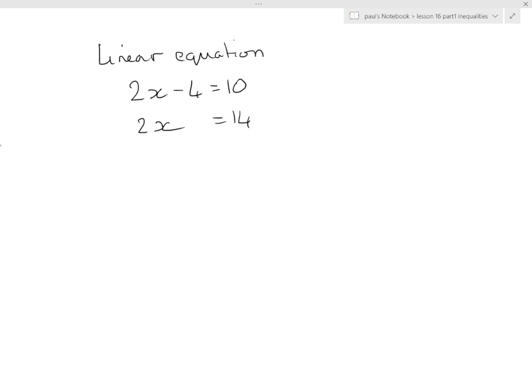Now the other part is very similar, almost the same to linear equations. So when we had a linear equation, we could have had something like 2x minus 4 equals 10 with an equal sign in the middle. And so we would add 4 to leave us 2x equals 14, divide by 2, x equals 7. Now when we have a linear inequality, it would just look like this.